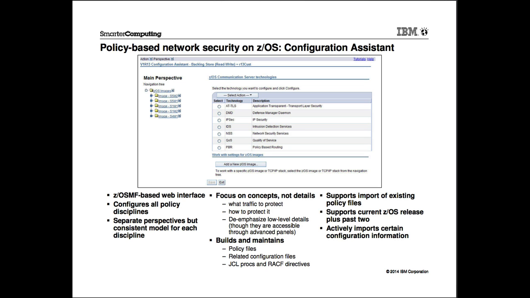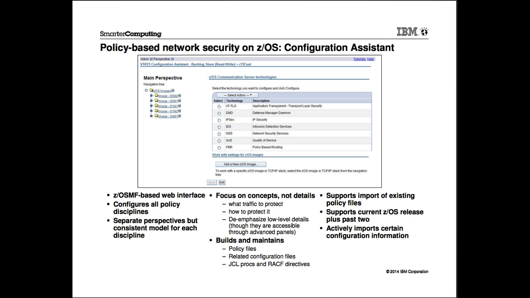And the focus is on concepts, not details. So instead of writing really intricate configuration files for the policy agent, you use the configuration system to make high-level directives. For example, all FTP traffic must be encrypted with AES, and then the GUI generates the necessary files to be installed onto the stack. So it builds and maintains the policy files. It also builds and maintains related configuration files, and it also builds and maintains JCL procs and RACF directives. So it's a complete solution for implementing security on your system.